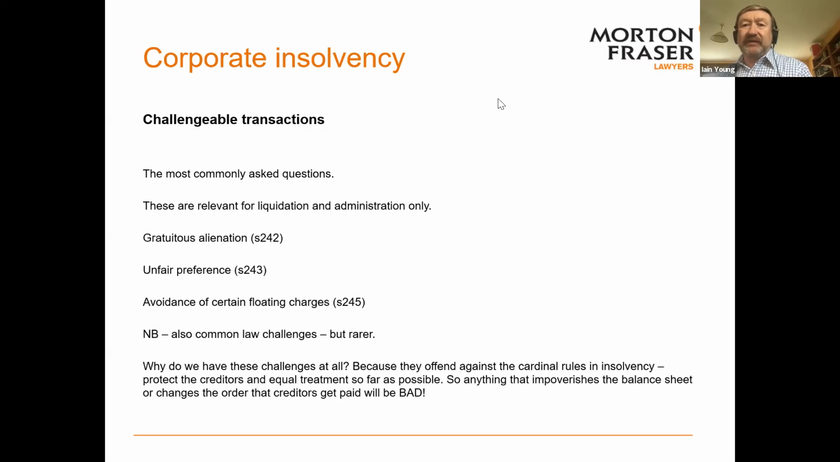But there are generally three types of transactions which are challengeable: gratuitous alienations, unfair preferences, and certain floating charges which are granted when a company is insolvent. And the references in brackets are to the relevant provision of the Insolvency Act 1986, which governs insolvency law in Scotland. So why do we have these challenges at all? Because the acts carried out by the company offend against the cardinal rules in insolvency, which are to protect the creditors and give the creditors equal treatment so far as possible. So if there is a transaction carried out which reduces the value of the balance sheet or changes the order in which the creditors get paid, that's deemed to be bad and therefore is challengeable. Next slide, please.